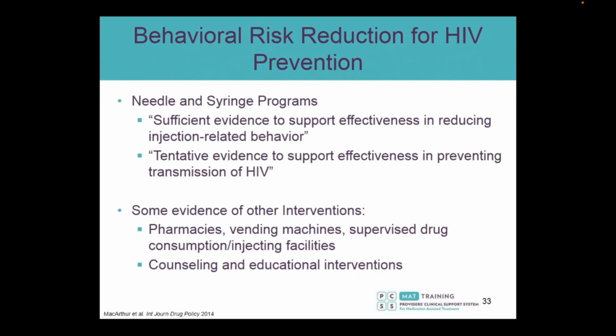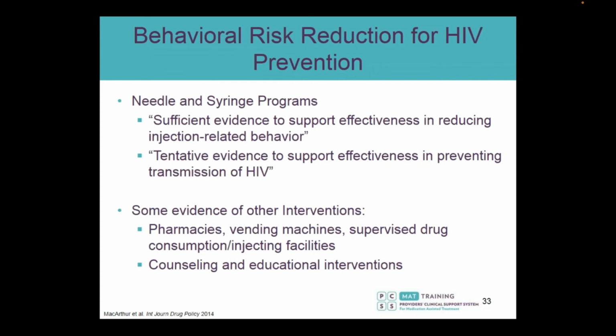So the next tier for HIV prevention includes behavioral risk reduction. So in addition to counseling-based interventions, needle and syringe programs have shown sufficient evidence to support effectiveness in reducing injection-related behavior. And tentative evidence supports effectiveness in preventing the transmission of HIV.